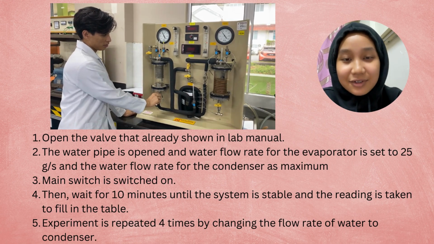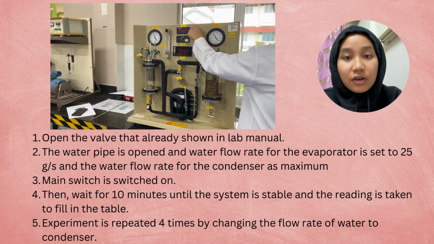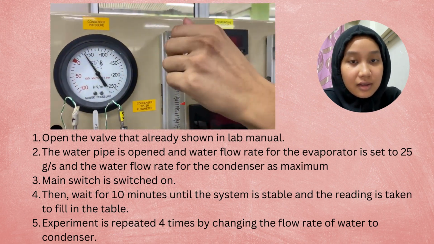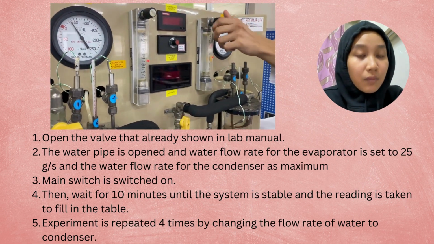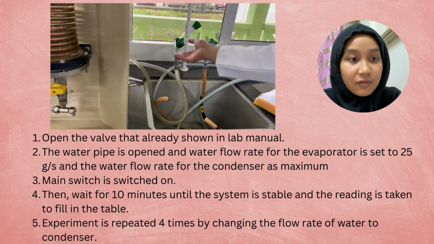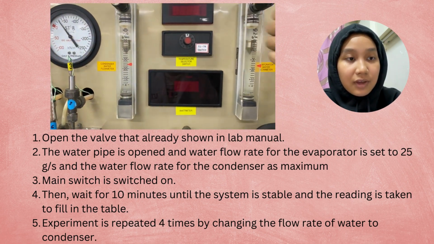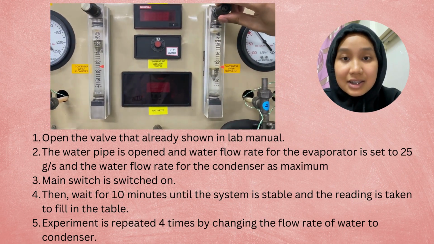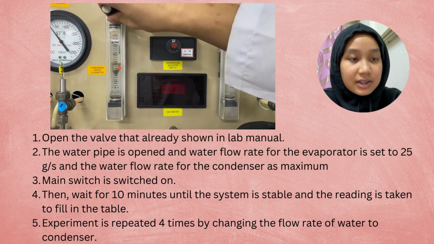So, for the methodology. First step, we open the valve shown in the lab manual. Basically, at the lab, we are given a lab manual that shows which valve we will open. With the pipe open, the water flow rate of the evaporator is set to 25 g per second, while the water flow rate for the condenser is set to maximum. You can see it in the video.